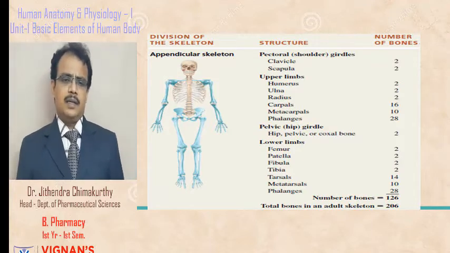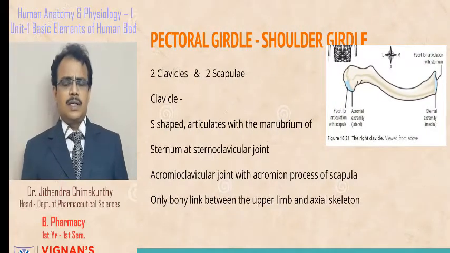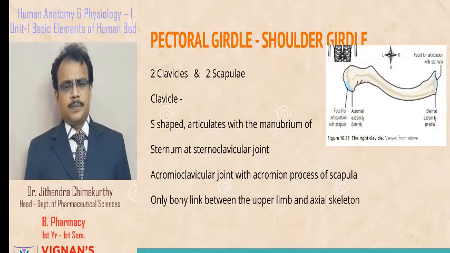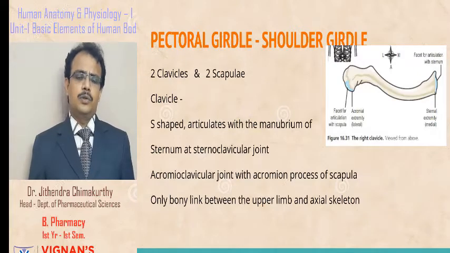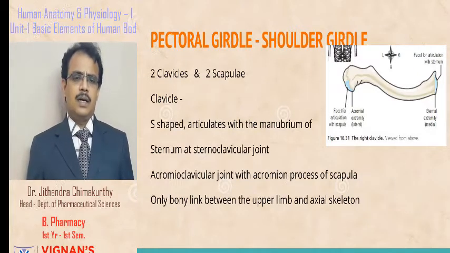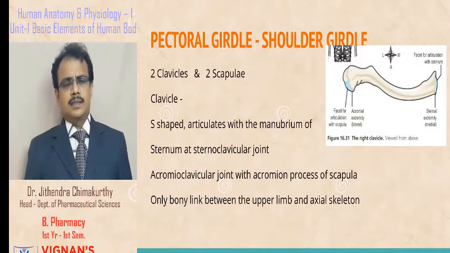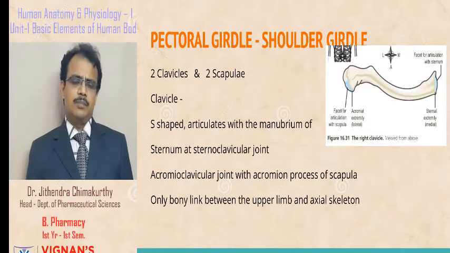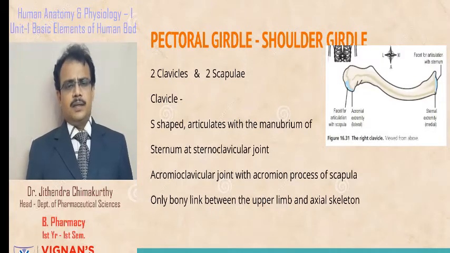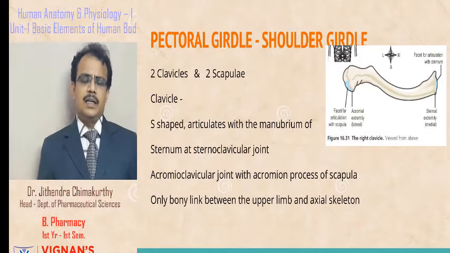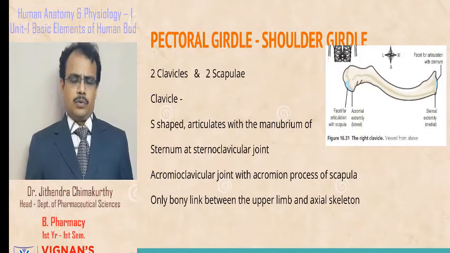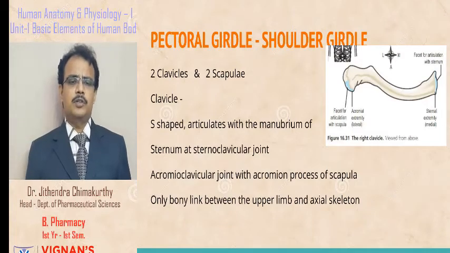Now let's see the bones of the shoulder girdle with upper limbs. The shoulder girdle consists of 4 bones. They are 2 scapula and 2 clavicle. The scapula is a triangle shaped bone and this is also called the shoulder blade, whereas the clavicle is an S-shaped bone and it is also called the collar bone. The shoulder girdle consists of 2 clavicles and 2 scapula.